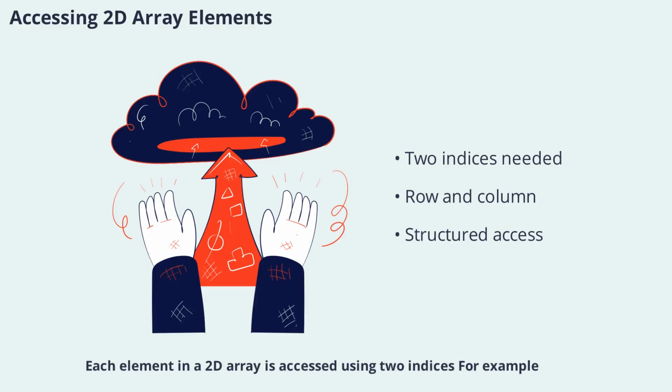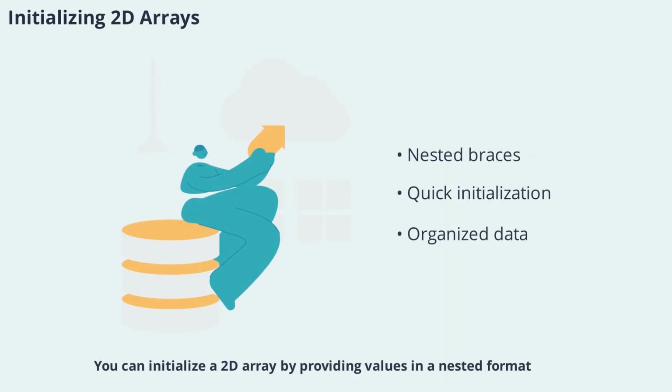Each element in a 2D array is accessed using 2 indices. For example, matrix[1][2] refers to the element in the second row and third column. This makes it easy to organize and retrieve data in a structured format, just like reading values from a table. You can initialize a 2D array by providing values in a nested format.